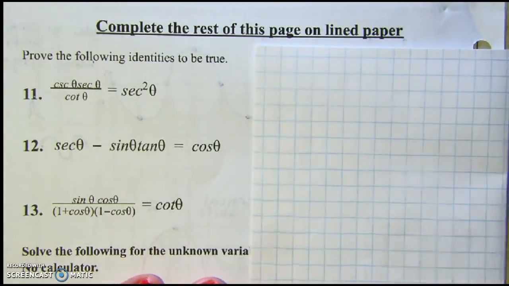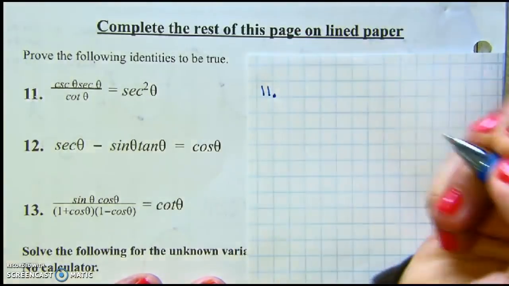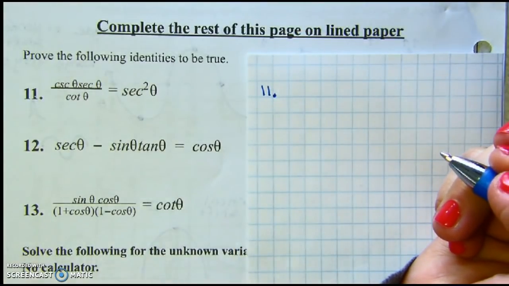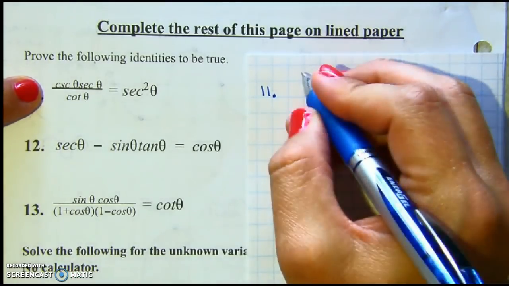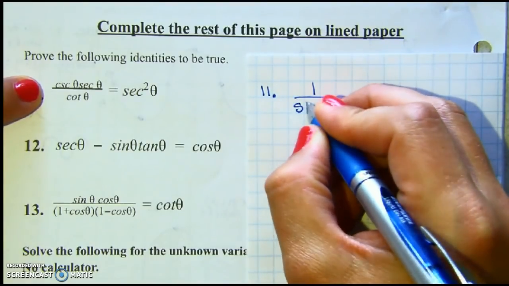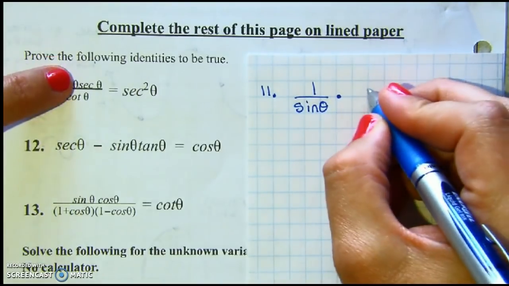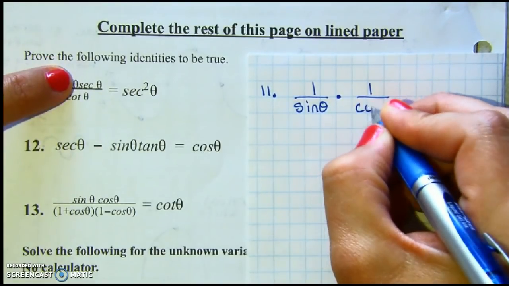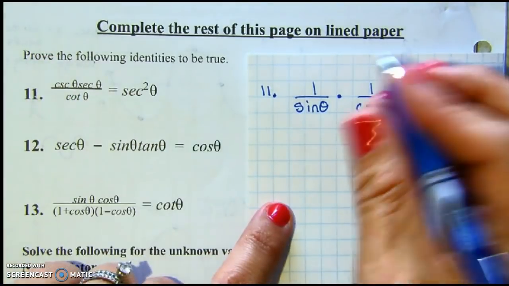Okay, number 11. Tip number 1 is to change everything to sines and cosines. So I see a cosecant here. What's cosecant equal to? 1 over sine. And then secant is 1 over cosine. And our goal is to try and make one side look like the other side.